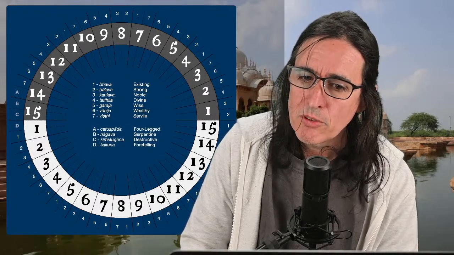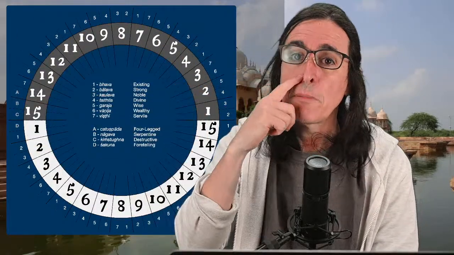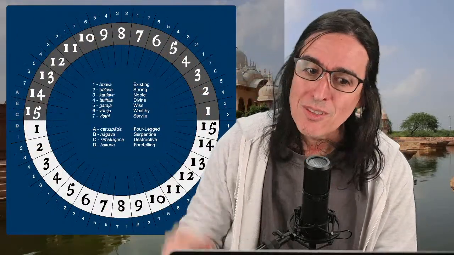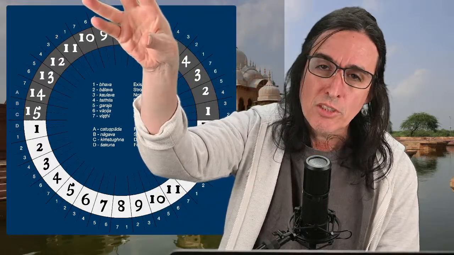They're called Chatushpad, Nagava, Kimshtunga, and Shakuna. And now it's clear why the first Tithi begins with Shakuna. Shakuna means somebody that knows the future, somebody that tells the future, something that shows the future. So the beginning of the cycle starts with the portent of the future, Shakuna. And then it goes to the first Bhava. Then it goes to the future begins to exist.